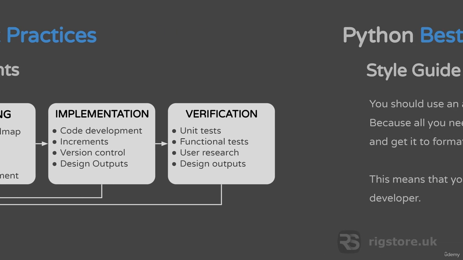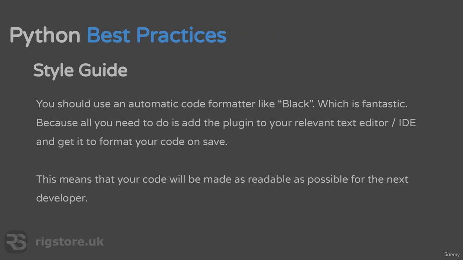So, style guide. You should use an automatic code formatter like Black or PyLinter, as we've talked about, which are fantastic. All they do is ensure that you've got 4 spaces on your indentation. They make sure that you have a space before and after your operators. And they make sure you don't have random spaces at the end of your lines. These can be built into text editors, your IDEs, and they will format your code on save. So they will do it for you, okay? You can write slightly messy code, and they will clean it up for you.